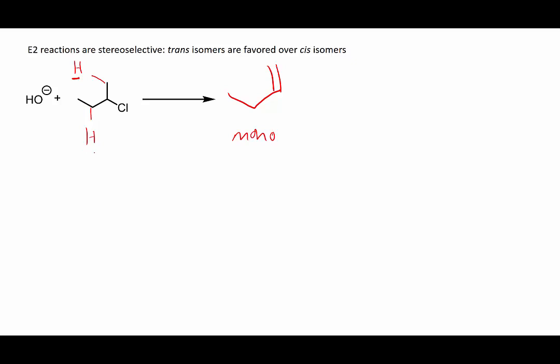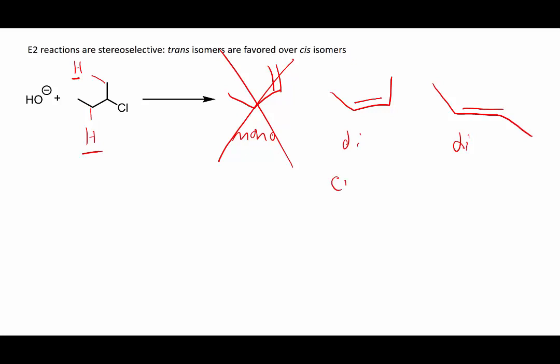If we eliminate at the other site, we have two other products that we could form. We can form a cis product here, or we can form a trans product. These are both di-substituted, which means they're going to be more stable and more favorable than the mono-substituted product. That's regioselectivity. But the cis form is going to be more sterically hindered than the trans form. So, in this case, we're going to favor the trans form.